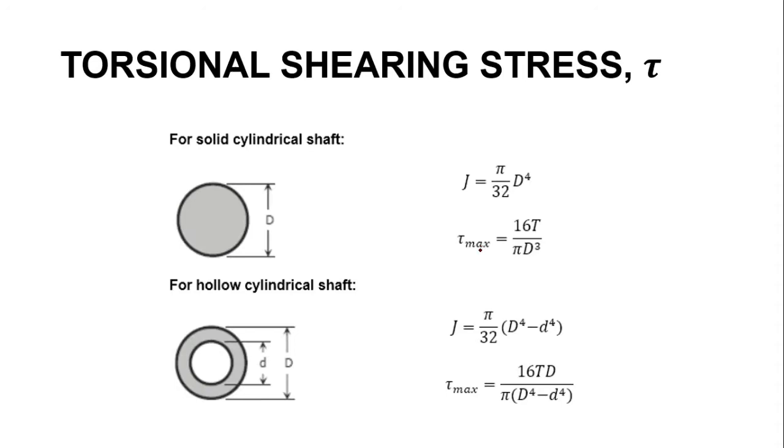Ang tau max natin or max torsional shearing stress is equals to 16T over pi D cube. Kapag meron naman tayong hollow shaft with an outer diameter D and inner diameter small letter d, so J is equals to pi over 32 times quantity outer diameter to the fourth minus inner diameter to the fourth. And ang tau max naman natin is 16 times T D divided by pi multiplied to outer diameter to the fourth minus inner diameter to the fourth.